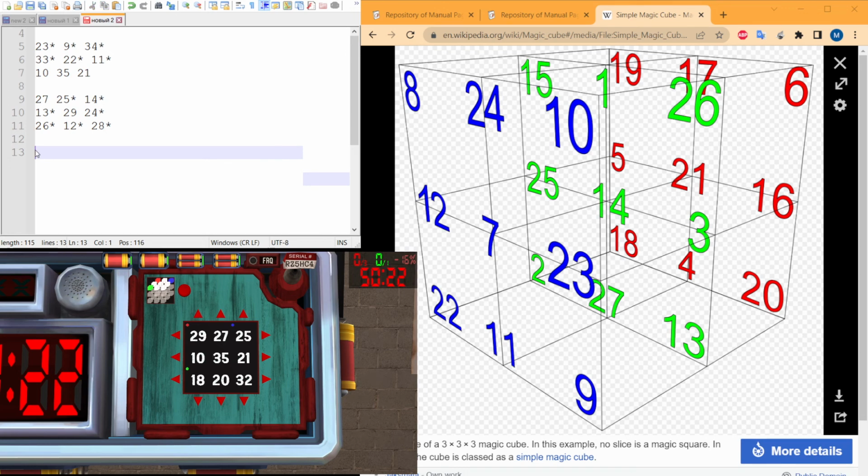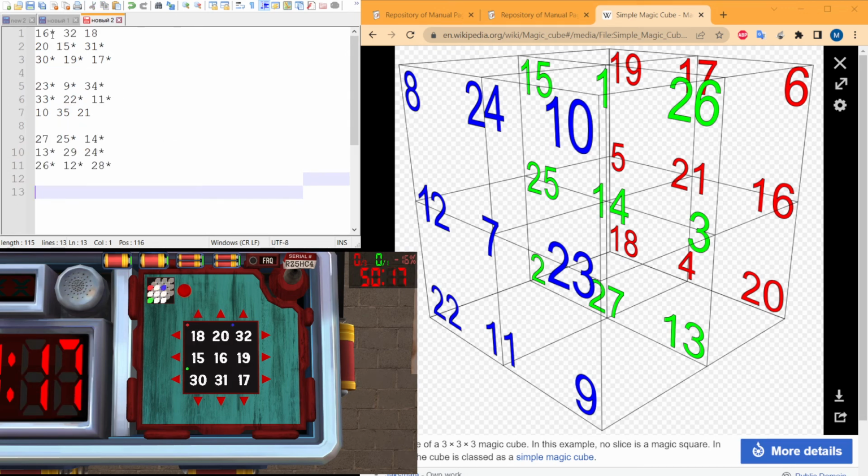Okay. Now the square shuffling step. Square needs to be 16. 16 on top left, 18 on top right, 30 in bottom left, and 17 bottom right. Middle row is going to be 20, 15, and 31. And yeah, as I said, 19 and 32 need to be swapped. So let's mark that. Next square.